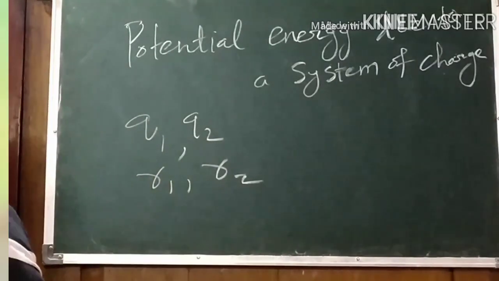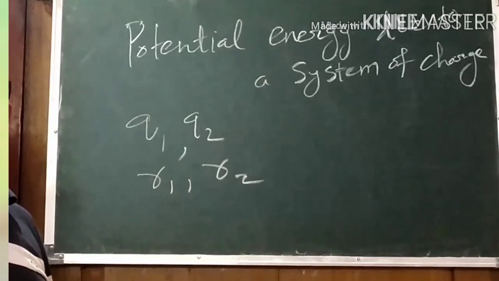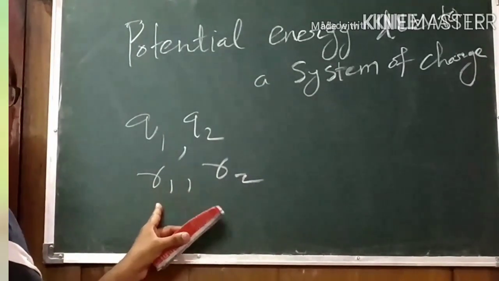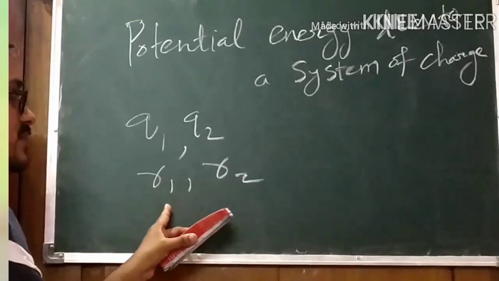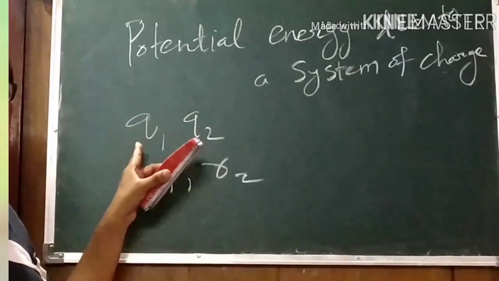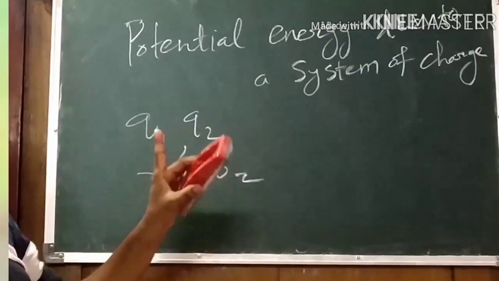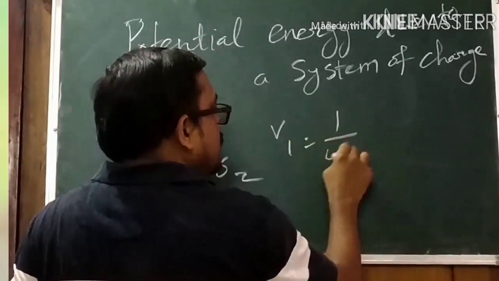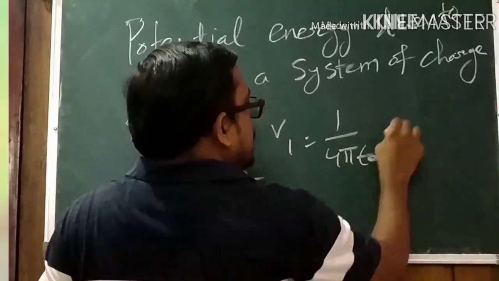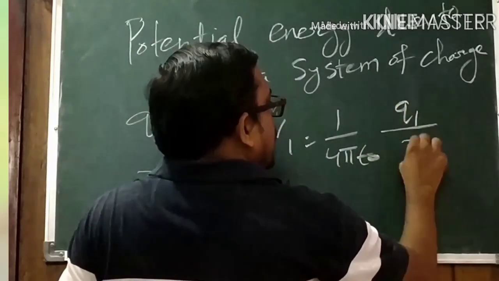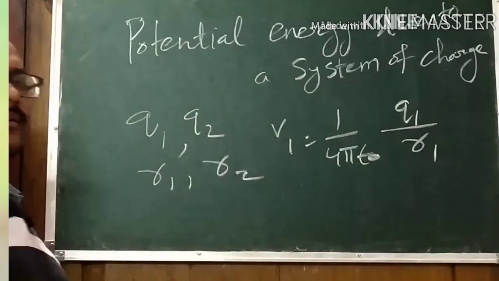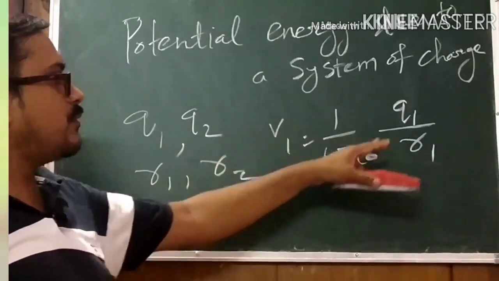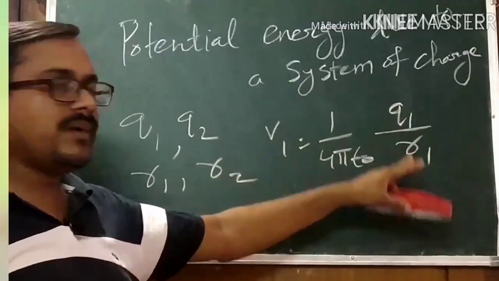In this case no other charge is present around it, so the net work done will be equal to 0 in making the charge Q1 come from infinity to R1. But the potential V1 will be equal to 1 by 4 pi epsilon 0 times Q1 by R1.